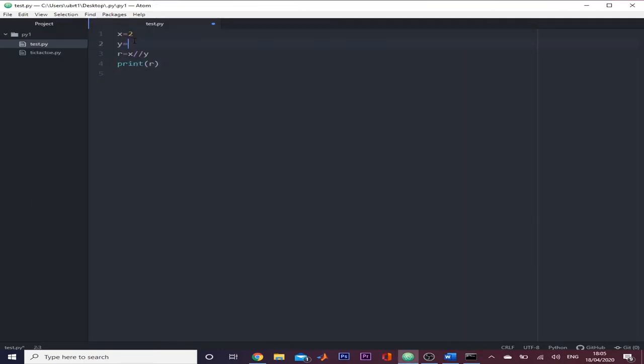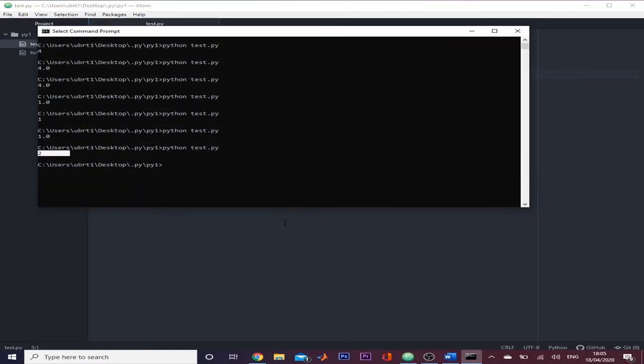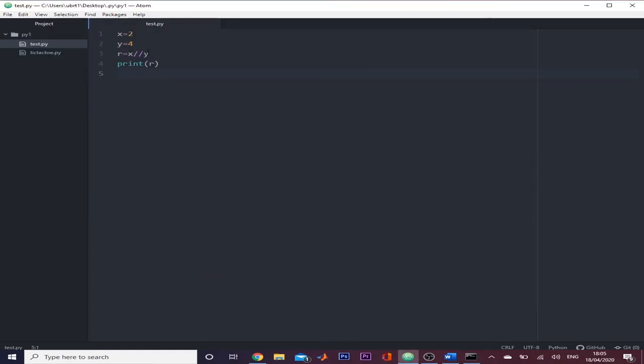Now if we are using such numbers which result in a decimal part, then the answer of floor division will be the lesser integer. So our answer is 0. It should be 0.5, but as we are using floor division, the answer is 0. Here we see the complete functionality of floor division. It can be useful at times.